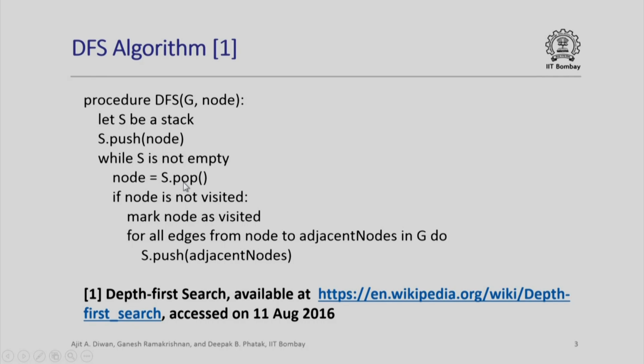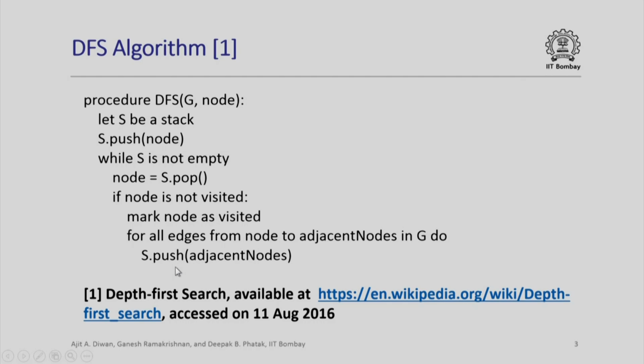We pop the node from the stack, which currently is the first node, and if the node is not visited, which initially is true for the first node, we mark the node as visited. Then we look at all the edges from the node to all the adjacent nodes in G and push the adjacent nodes onto the stack. This we repeat for all nodes which are not visited.